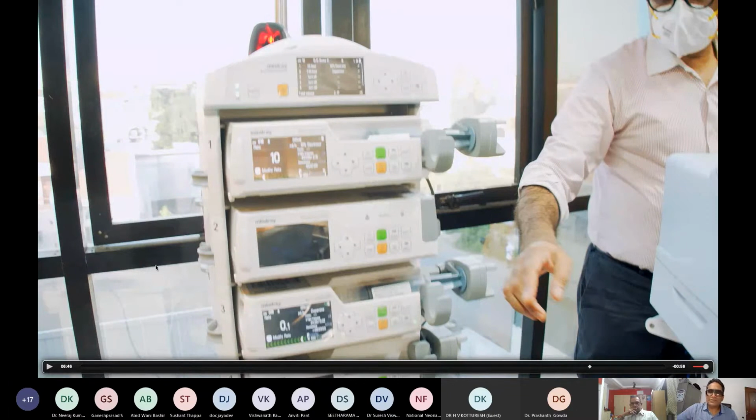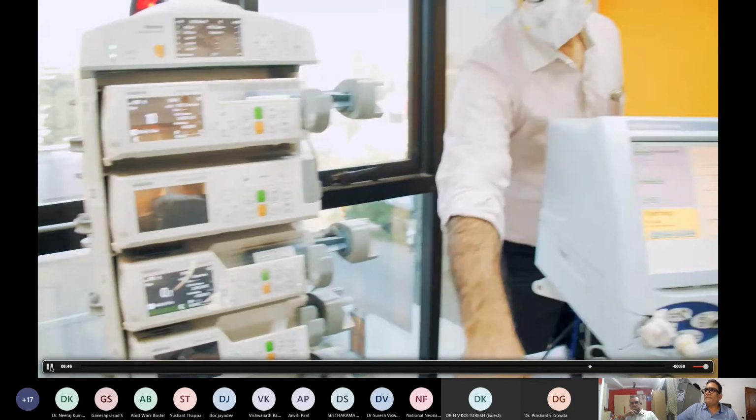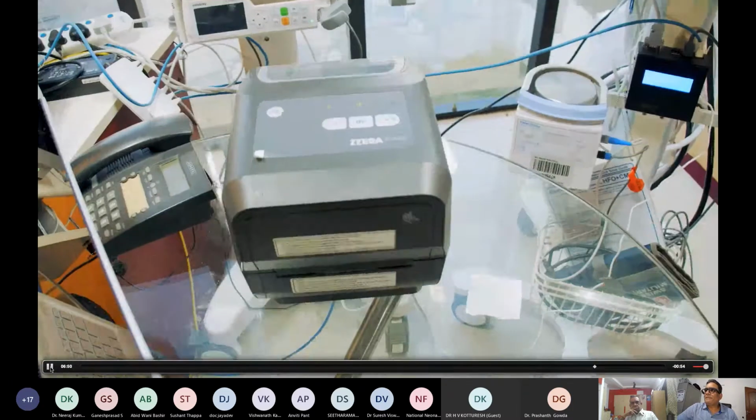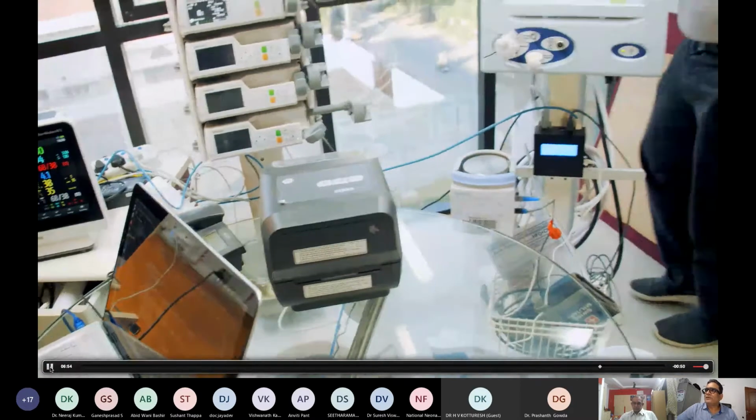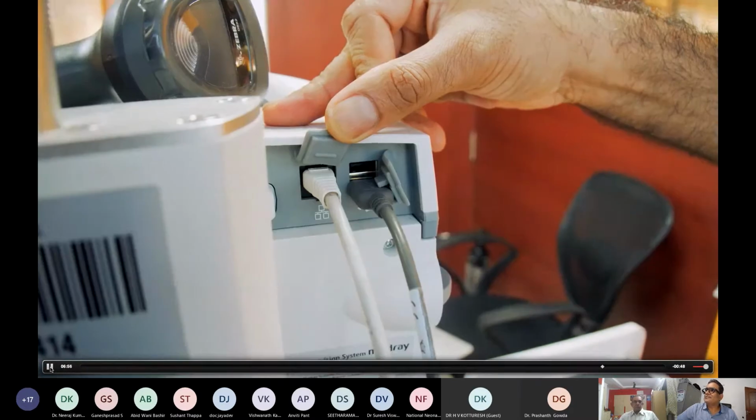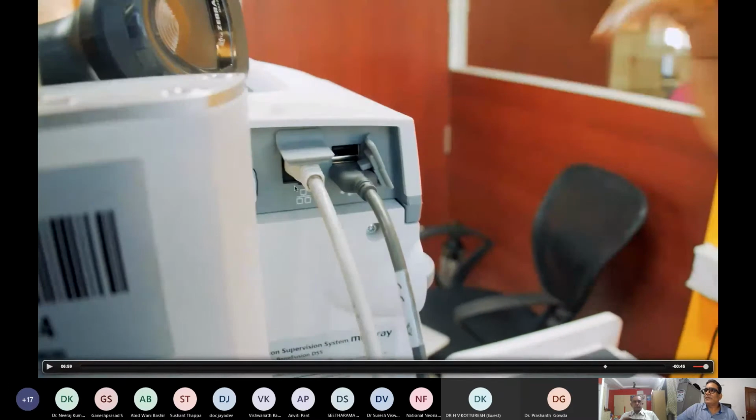I think maybe later Dr. Suresh may be able to give some explanation about the importance of the dock and all those things. But so this is our workstation. This is what we do daily. So this is the barcode printer that we need, and you need a network cable.